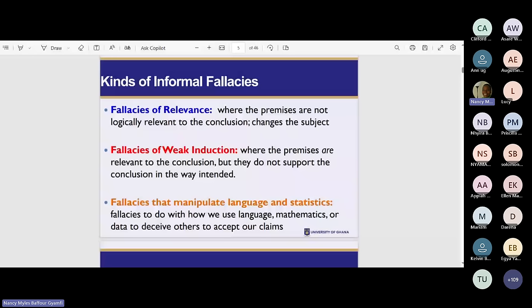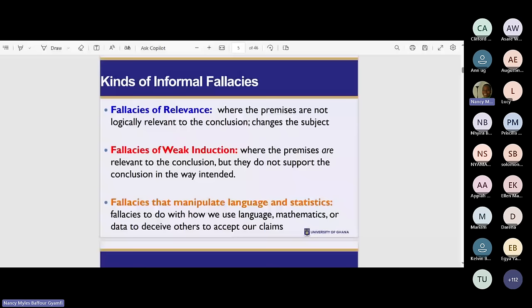Now we are telling you that there are certain fallacies, errors in the way the person is reasoning. That error emanates from the weakness of the induction being made, okay? The person is inducing a conclusion, and we are saying that that argument is very weak, and that is what makes it fallacious. Then there is a third one: the fallacies that manipulate language and statistics. Statistics has to do with figures, data. So you are manipulating it, twisting it here and there to fit. That is also a categorization of informal fallacies.